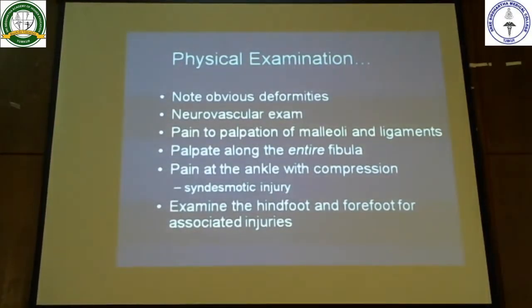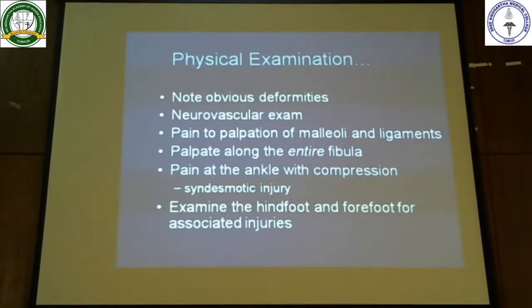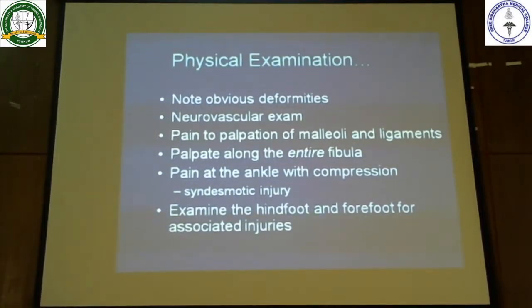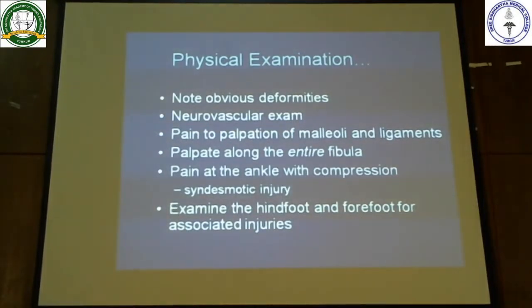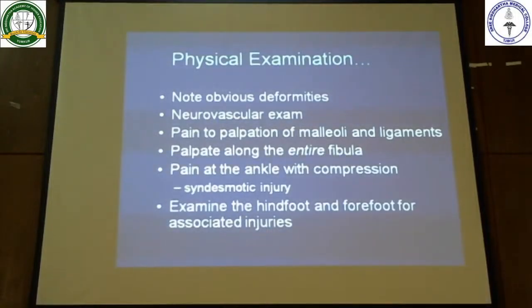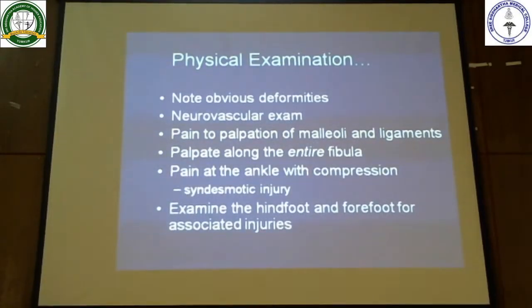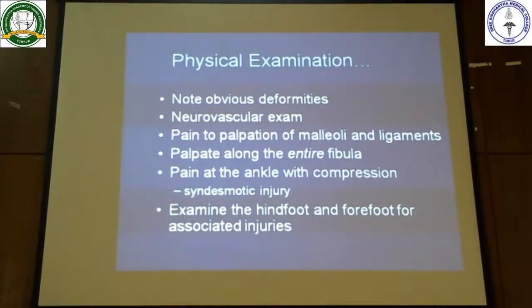Coming to, very briefly, before we go into classification and all those things, how do you physically examine a patient who you suspect to have some kind of ankle injury? Obviously, first of all, you can note the obvious deformities like swelling, redness, edema and all those things. Neurovascular examination is another very common step. Along with ankle fractures, you usually get some kind of neurovascular compromise, so you need to examine the patient for that also.